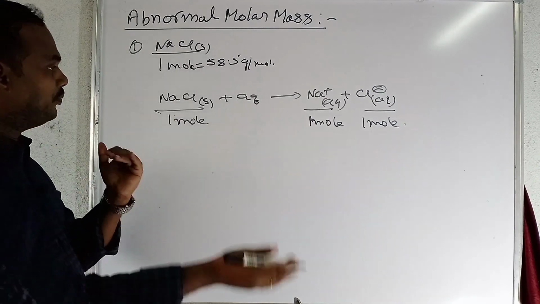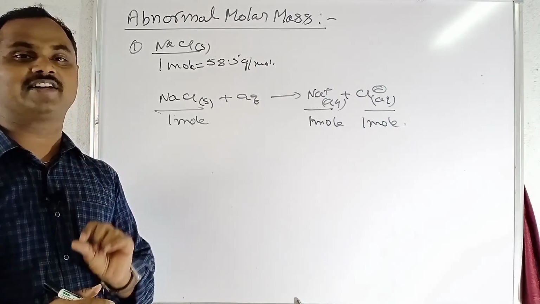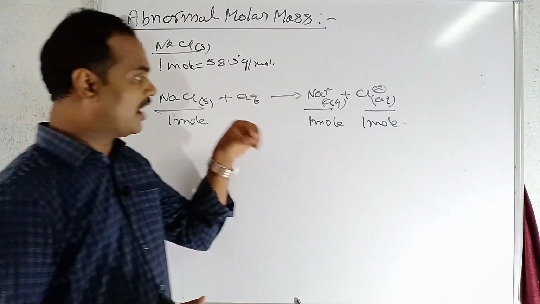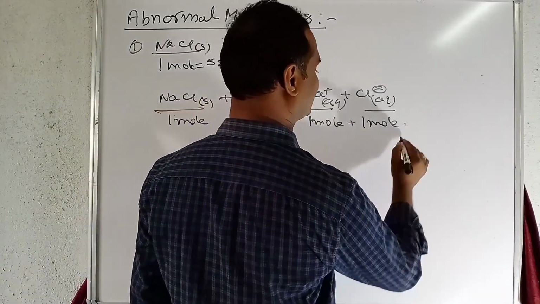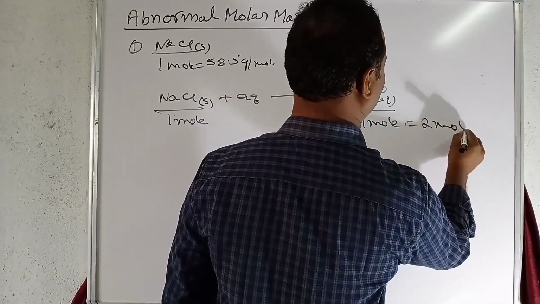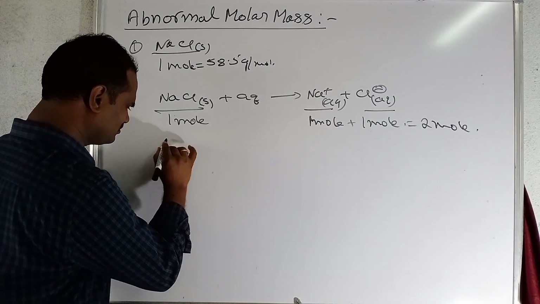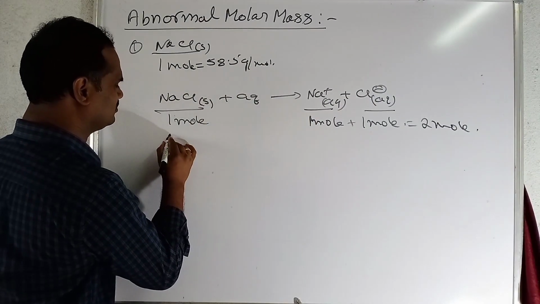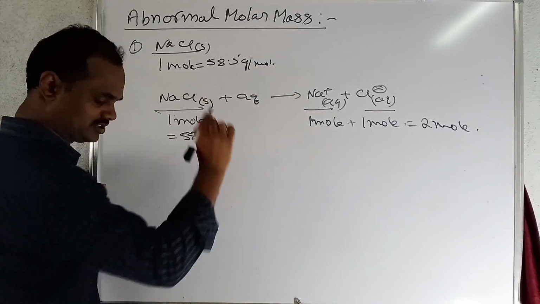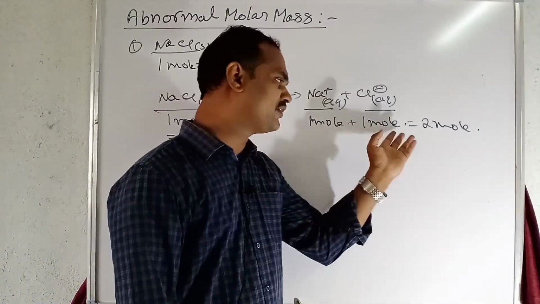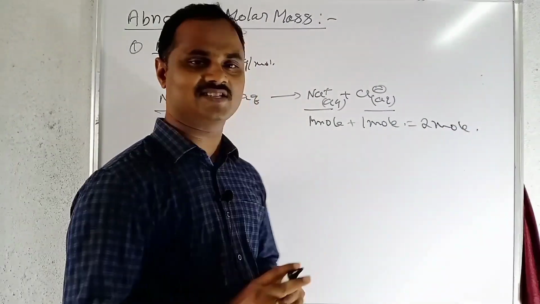Carefully see, before dissolution, NaCl is 1 mole of particles in solid state. After dissolving in solution state, how many moles of particles are obtained here? 2 moles of particles are obtained. This mass, how much, sir? Its mass is 58.5 grams. Carefully see, sir, after dissociating, 2 moles are obtained, so what is the mass of that NaCl?